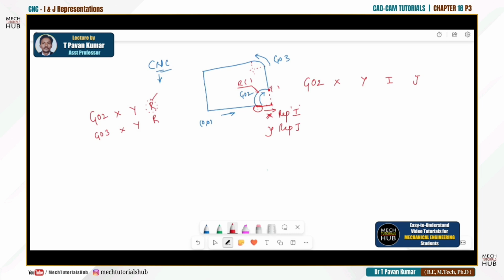For example, here is the tool. The cutting tool is somewhere here. The same definition is applicable.